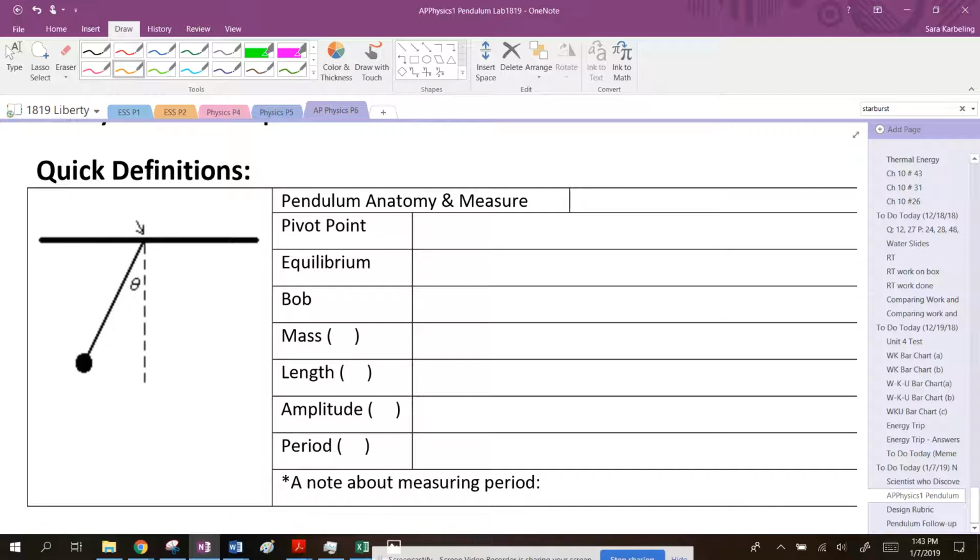Where on this picture do you think the pivot point exists? Arrow. Where the arrow is, right? So write that down so you know it. Pivot means to go around, right? So it's where the pendulum is attached.